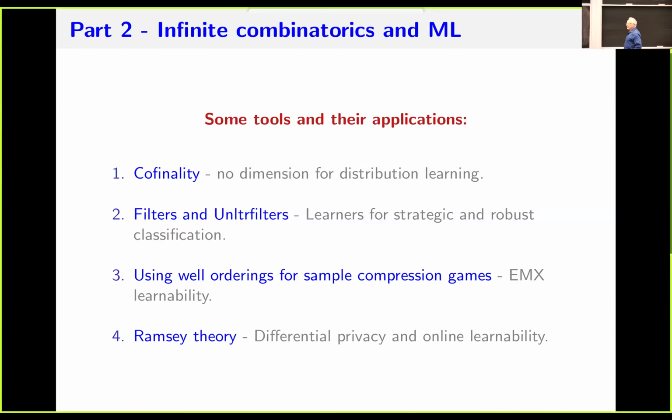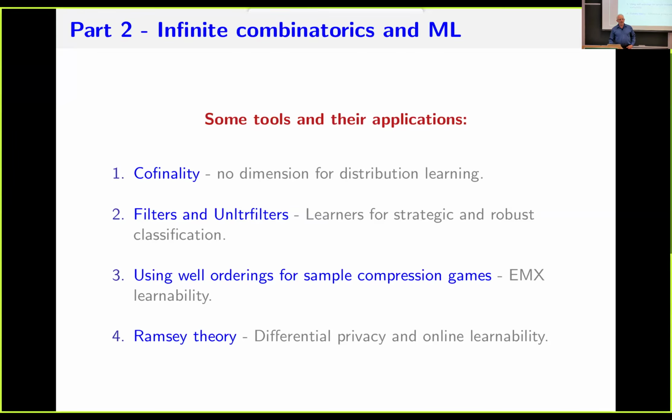Okay, so in this part, I want to talk about some infinite combinatorics tools. I don't know how much of this I will manage to cover, but it's really enjoyable, and we had some results in machine learning based on those tools. So the first tool that I want to talk about is cofinality. So what is cofinality?